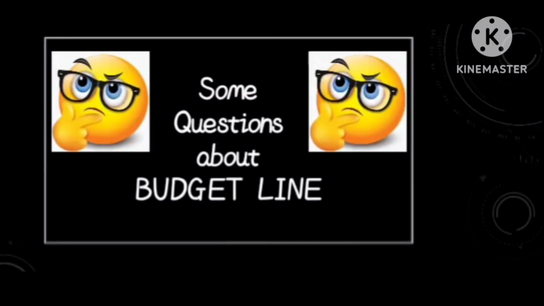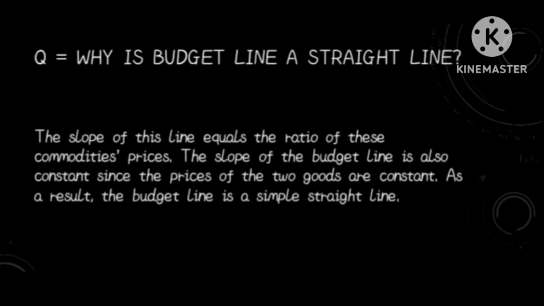Here is the questionnaire about the budget line. After all these questions, you will easily understand all the concepts about the budget line. Okay, so number one question is, why is budget line a straight line? The slope of this line equals the ratio of these commodities' prices. The slope of the budget line is also constant since the prices of the two goods are constant, and as a result the budget line is a simple straight line.